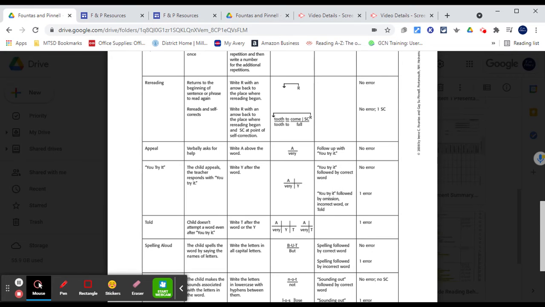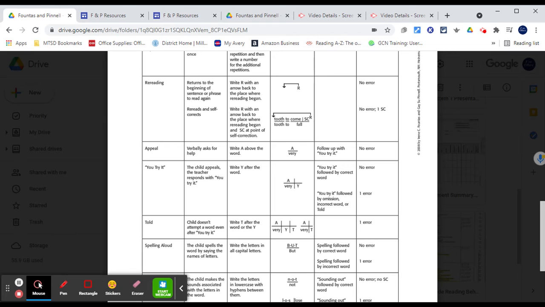I don't really worry about this appeal, write an A above the word. I write teacher told, TT, if that kind of helps you. That's just an easier way for me, but you can also use the error or use the A. I guess no, you wouldn't because this says it's not an error.